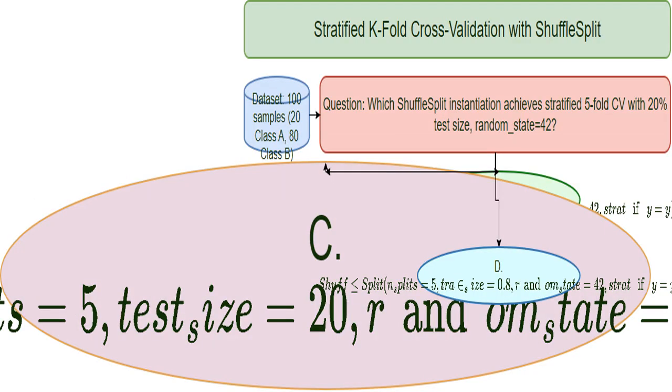This one is wrong. I'm using test_size equals 20, which is an integer and not a proportion between 0 and 1.